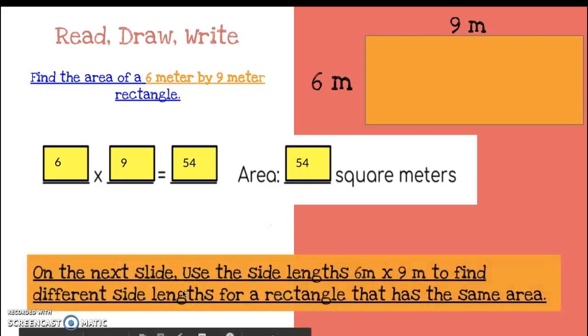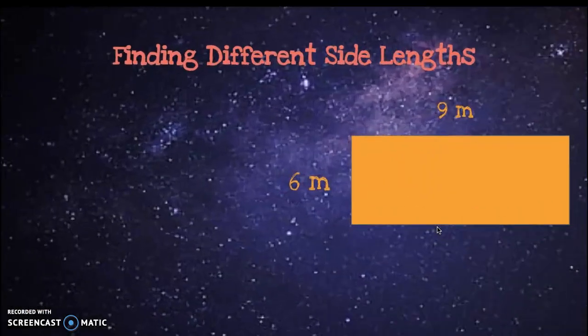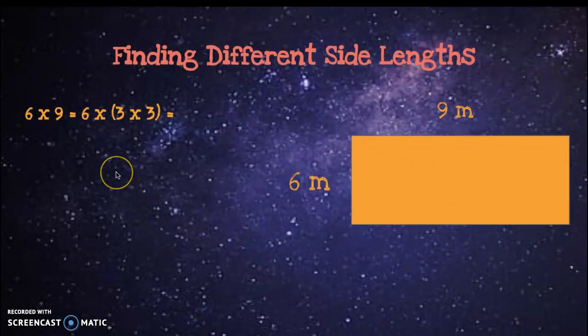On the next slide, we're going to use the side lengths of 6 by 9 to find different side lengths for the rectangle. So it has an area of 54, but what other equations or number sentences can we use? Well, we're going to find different side lengths. So using the distributive property and the associative property, we have, on our first equation, 6 by 9. So there's our width of 6 times our length of 9 equals. So Miss Foster, where did you get that 3 and the 3 from?